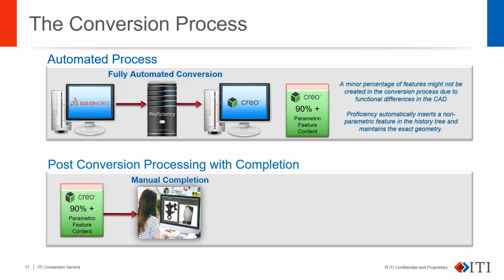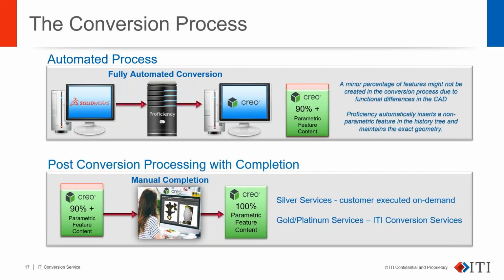So what you would see is after the conversion process with that over 90% parametric feature content, if you do require that to be up to 100%, you would do that manual completion to find that 100% parametric feature content model. And as I'll go over in a second, we have the different levels of services. With silver services, the customer would do this, and there is also an option to engage ITI to do this manual completion for you.